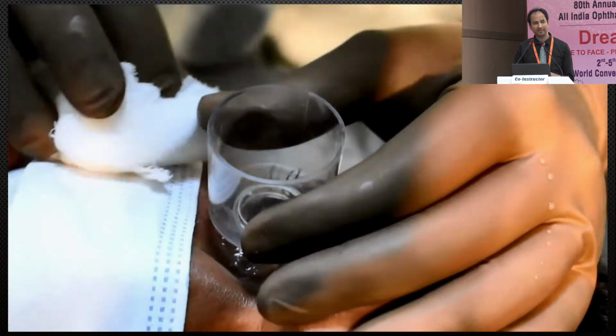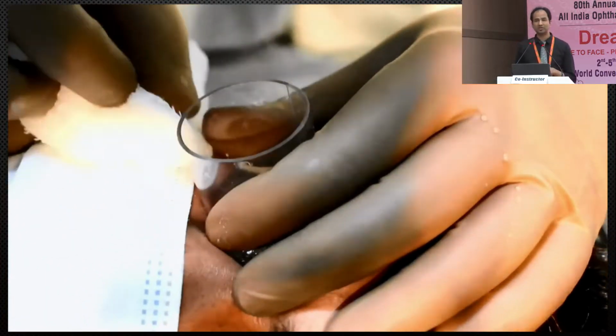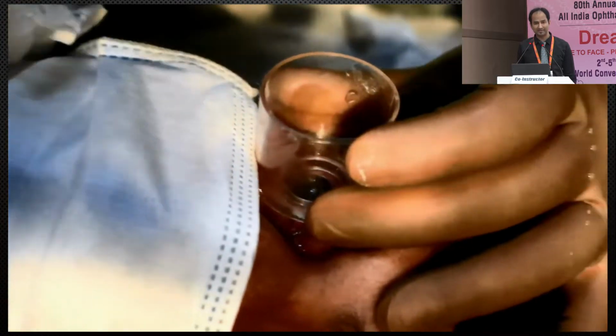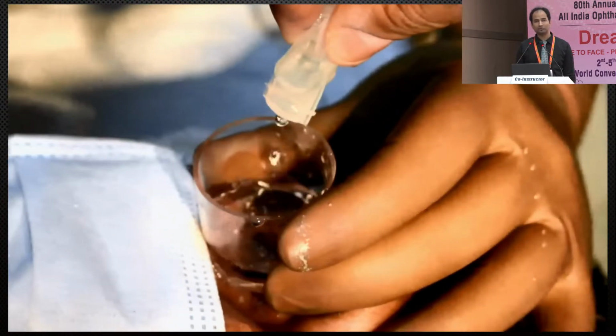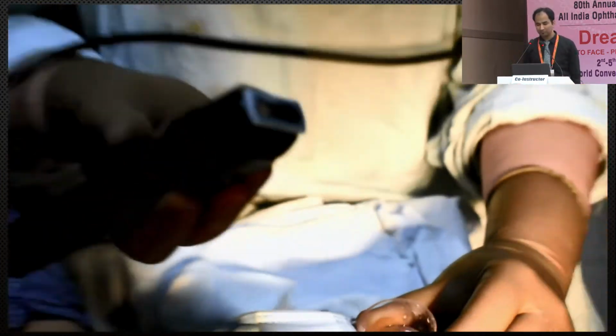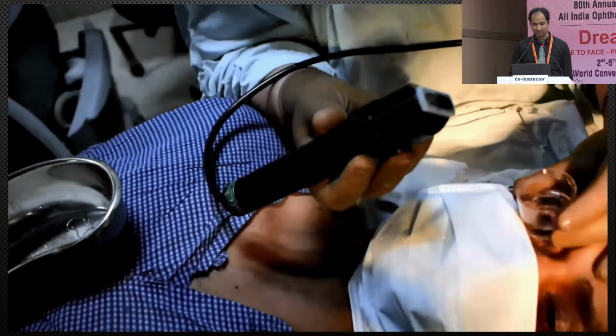The cup comes in various sizes, so care should be taken. Like in children, if the palpebral aperture is small, we need to choose a smaller size, and if it is large, we need to choose a larger size. Then this cup is also filled with sterile water. It is more of a coupling media, and it is an immersion based technique.